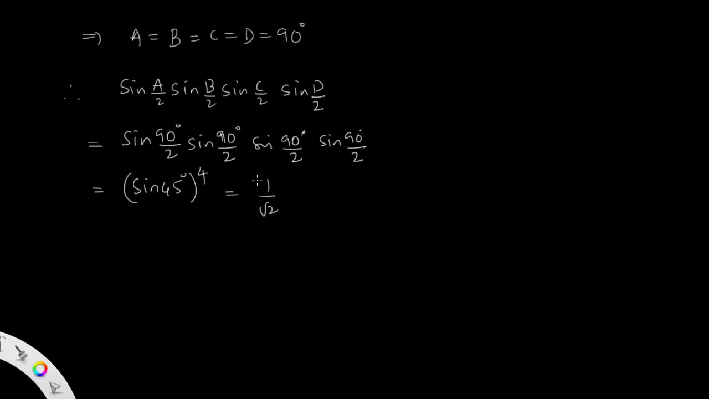So 1 by root 2 whole power 4. So that goes to 1 by 4. Then root 2 power 4 is nothing but 2 square, so 1 by 2 square, that is 1 by 4. 1 by root 2 into 1 by root 2 is 1 by 2, and 1 by 2 times 1 by 2 is 1 by 4, that's all. So this value goes to this step.